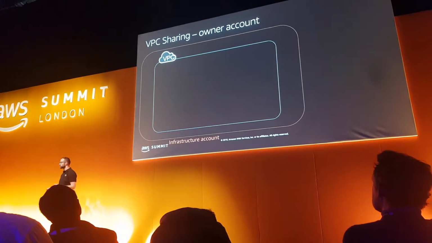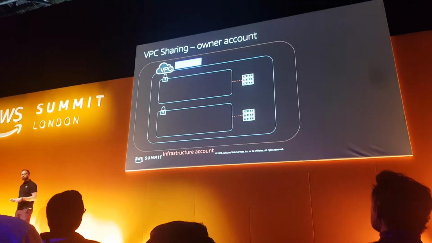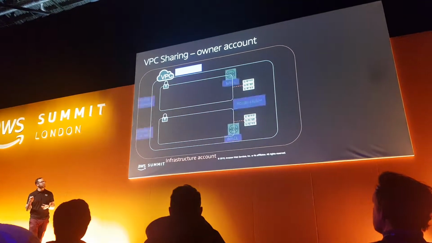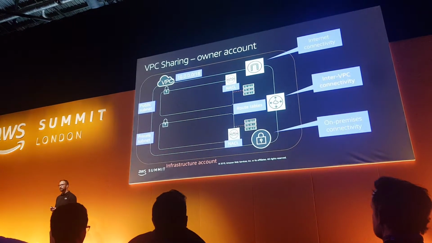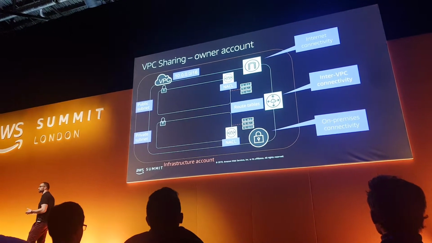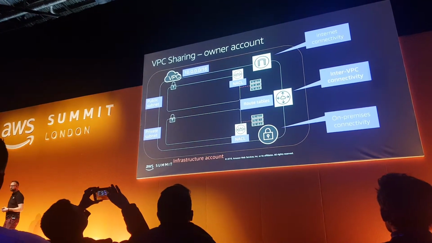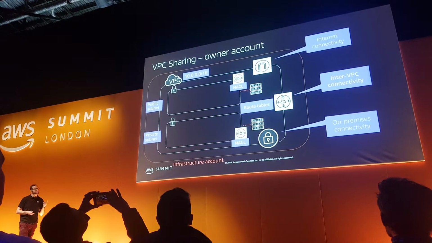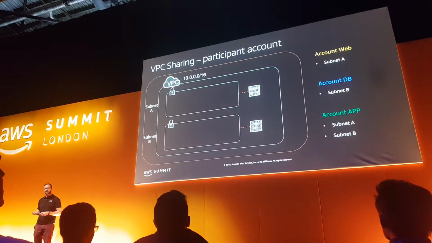They would create the VPC, create the CIDR range, create the subnets, set up all the routing, network access control lists, set up all the route tables and connectivity to other environments, exactly the same way as you would with a regular VPC, but it's controlled by that networking or infrastructure team. The big difference here is those subnets inside a VPC can be shared with other AWS accounts.